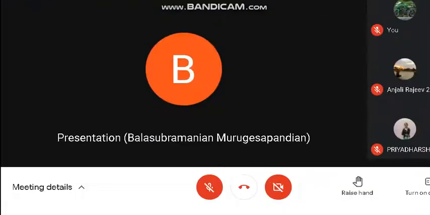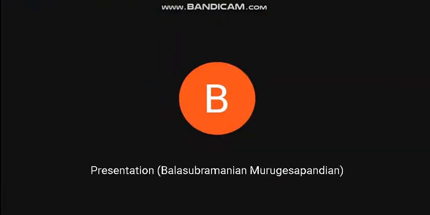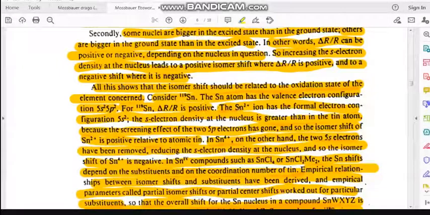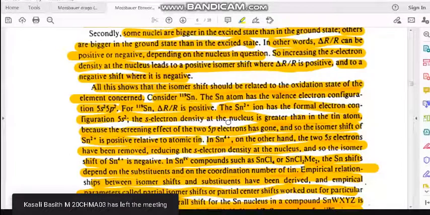For the tin nucleus, delta R by R is positive. Okay, this is the standard one for the tin nucleus. If you look at tin 2 plus, the 2 electrons in the p orbital will go away. It has a formal electron configuration 5s2. So the s electron density at the nucleus is greater than in the tin atom.